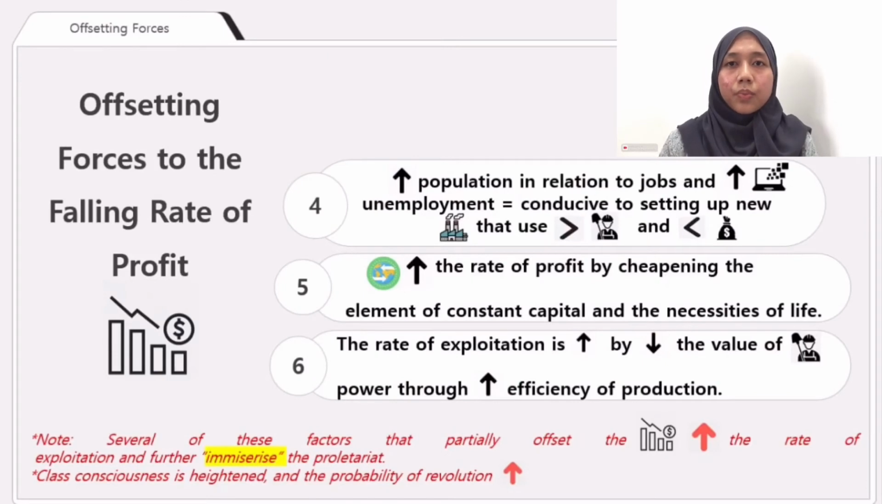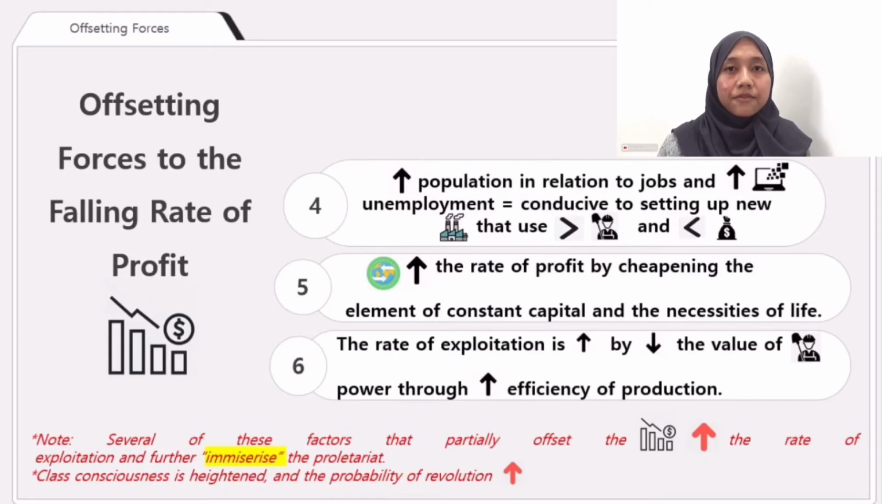Fourth, growing population in relation to jobs and increasing technological unemployment are conducive to setting up new industries that use much labor and little capital. The high rates of profit in such industries enter into the average rate of profit for the system as a whole. Fifth, foreign trade raises the rate of profit by cheapening the elements of both constant capital and the necessities of life.